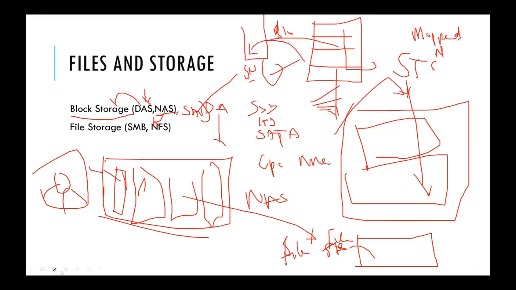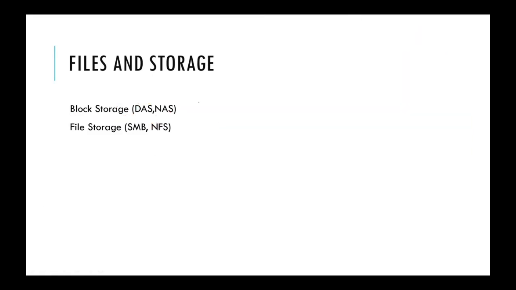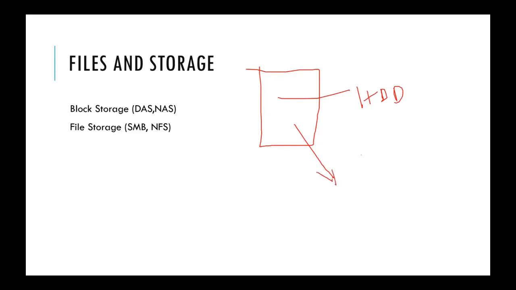So what is the difference between block storage and a file storage? Block storage is something that your system sees as a hard disk drive. It sees it as a hard disk drive. File storage is what your system sees as something like a folder. It sees it as a folder.